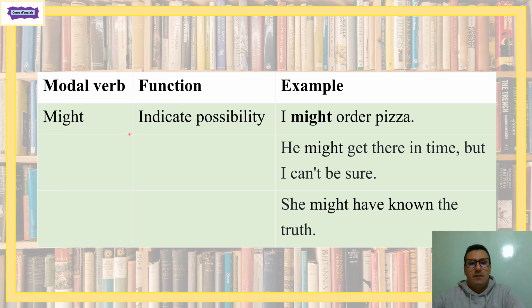Might. Indicate possibility. For example, I might order pizza. Another example, he might get there in time, but I can't be sure. Another example, she might have known the truth.